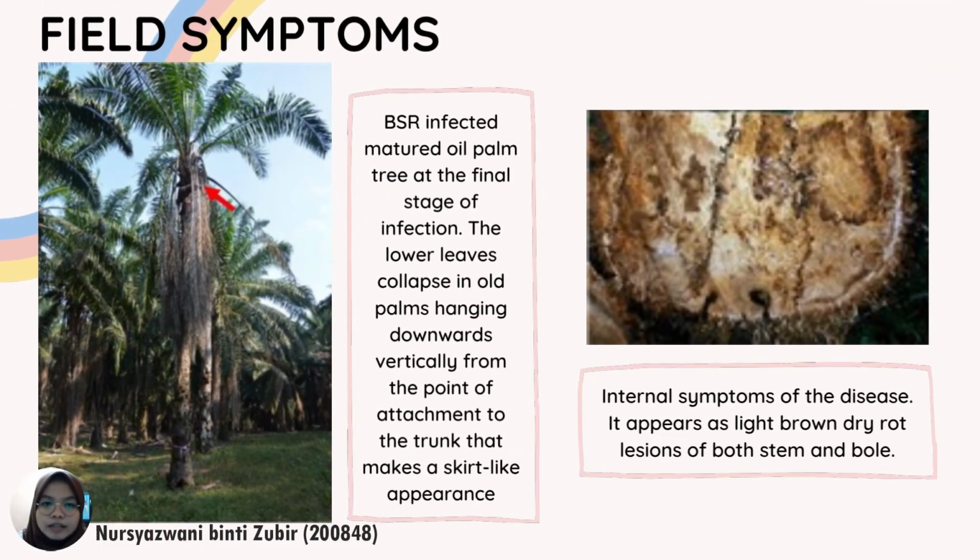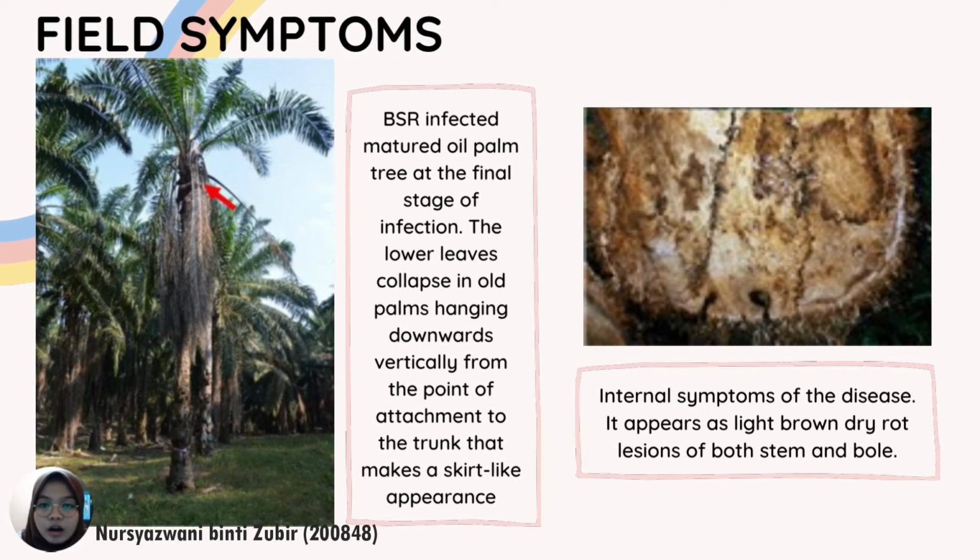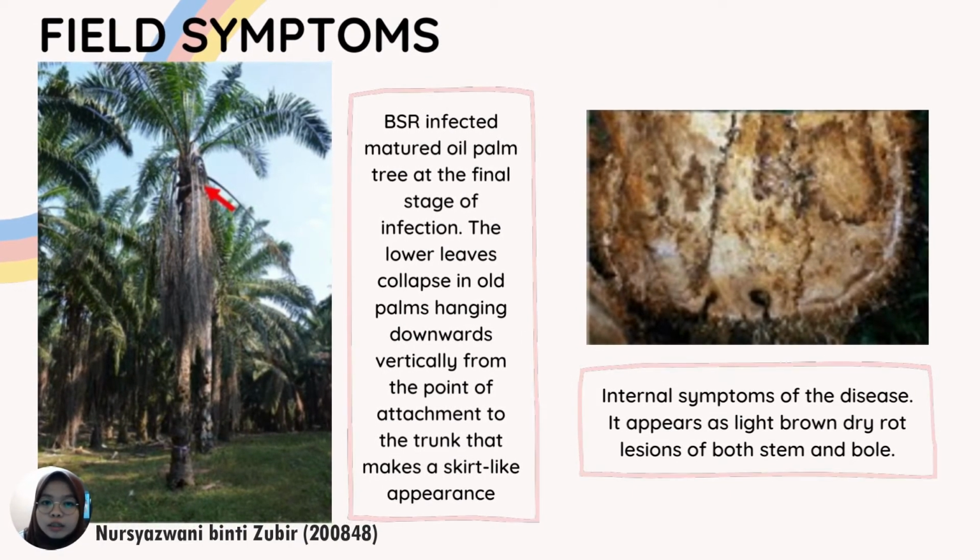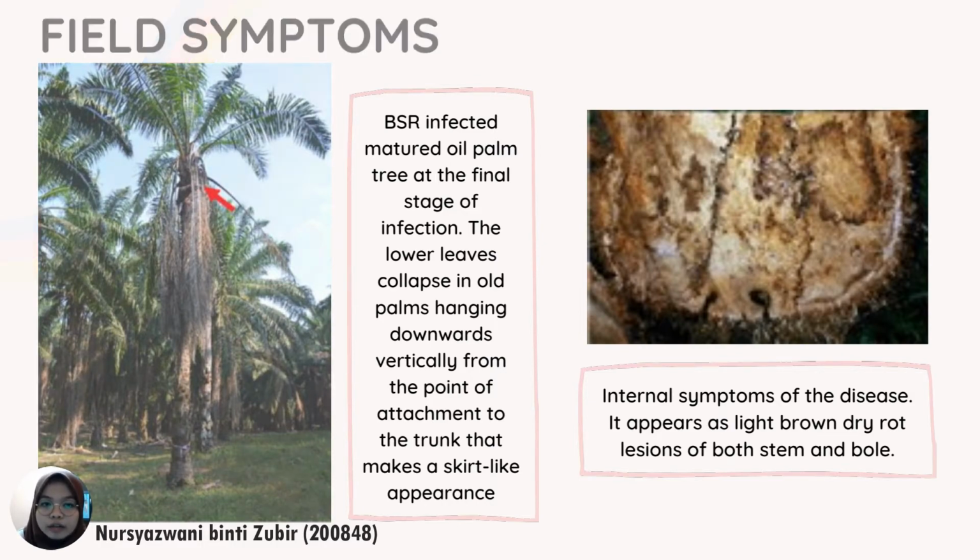Next, the photo on the left side shows the disease infecting a mature oil palm tree. As we can see here, the lower leaves collapse and hang downward vertically from the point of attachment to the trunk, which makes a skirt-like appearance. While on the other side shows the internal symptom of the disease, where it appears as light brown dry rot lesions.